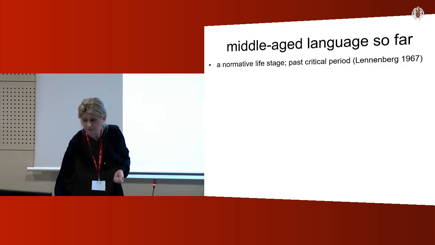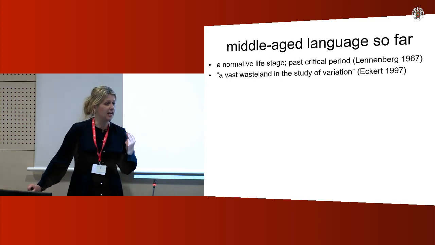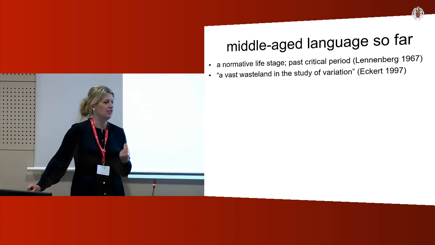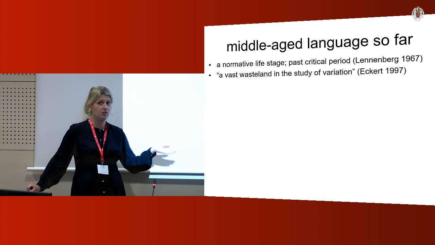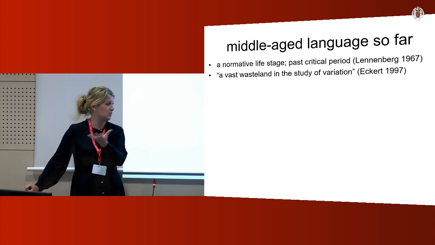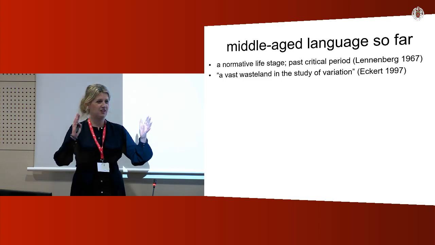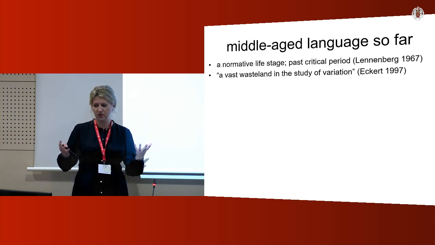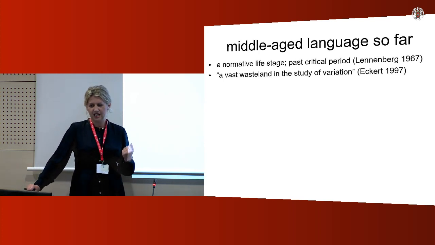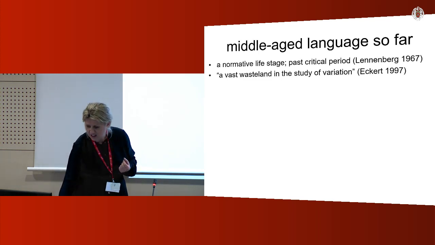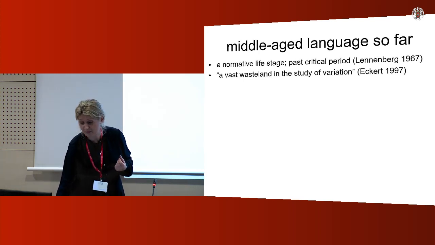Okay, so I kept looking. And usually what happens is the middle age seems to be this kind of normative stage in life where other stages are being compared to. So younger speakers are compared to, obviously, the next generation up, but this generation is not explored. So it's a stage in kind of a limbo in between, and nobody really looks at it properly. And it's past the critical period, so it shouldn't really have much variation. Eckert, a while ago, noticed that investigation of middle-age language is a vast wasteland in the study of variation. So I thought, okay, so there is a gap.